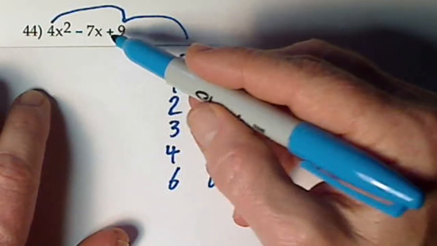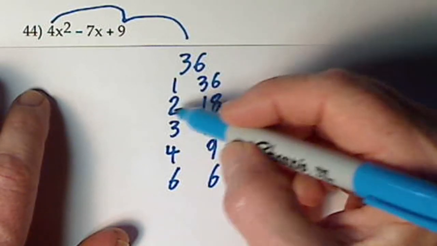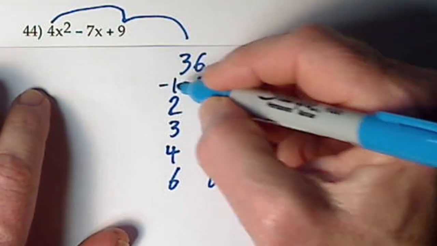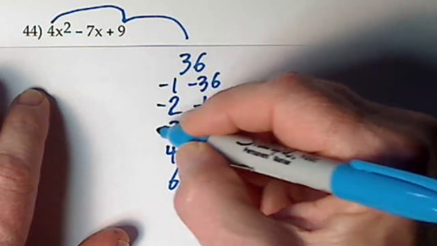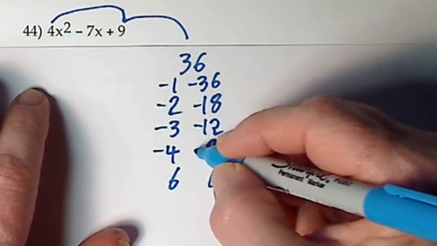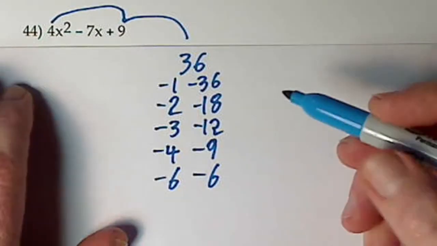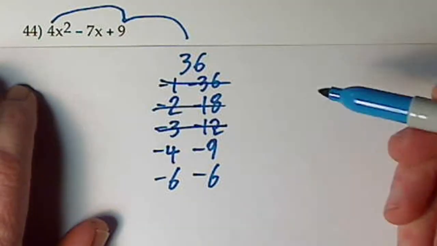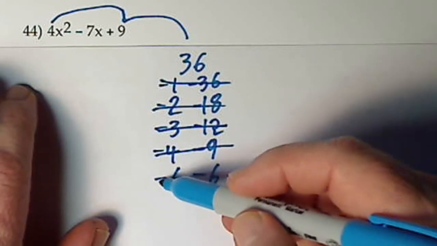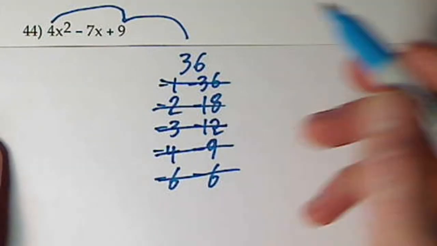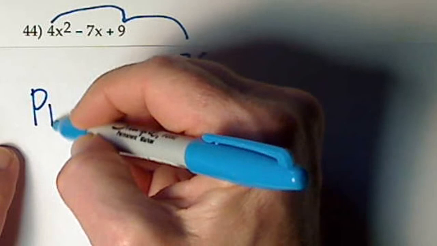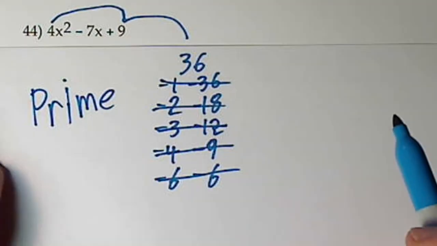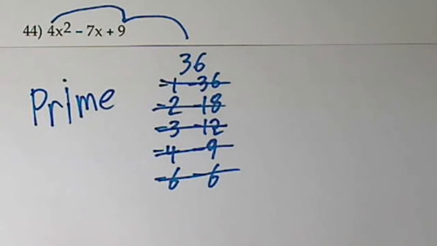Okay, for this to be positive, it's either both signs are positive or both signs are negative. For that to be negative, they must both be negative. Again, I'm looking for a sum of negative 7. That won't work. That won't work. That won't work. That won't work. And that won't work. So this polynomial, oops, that's supposed to be I. It is prime. Cannot be factored.